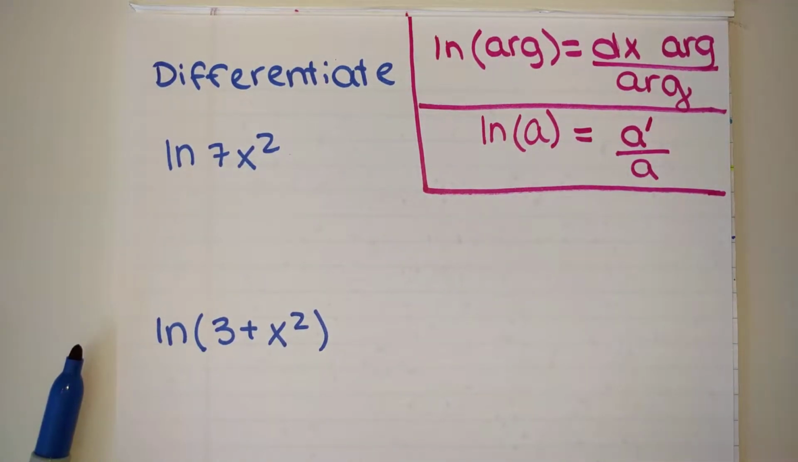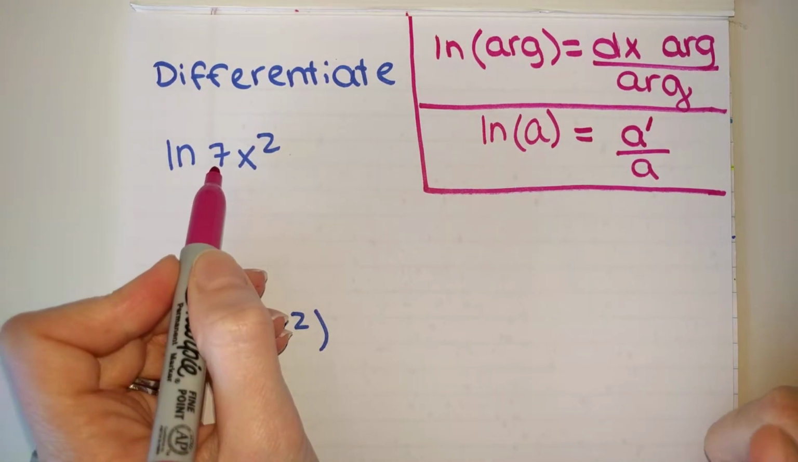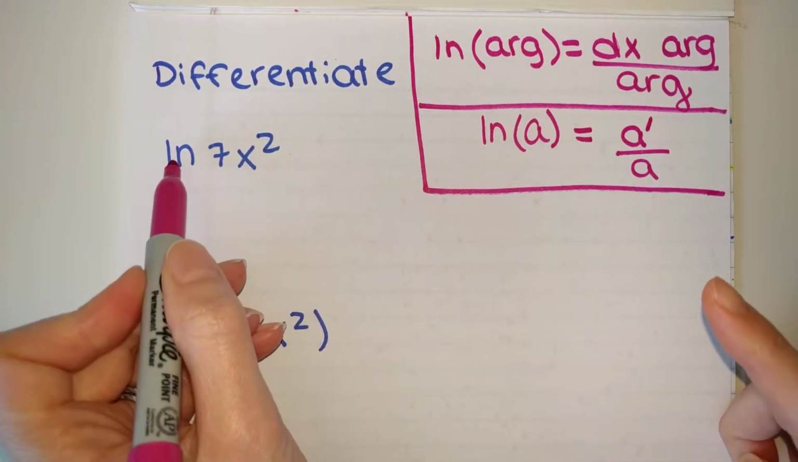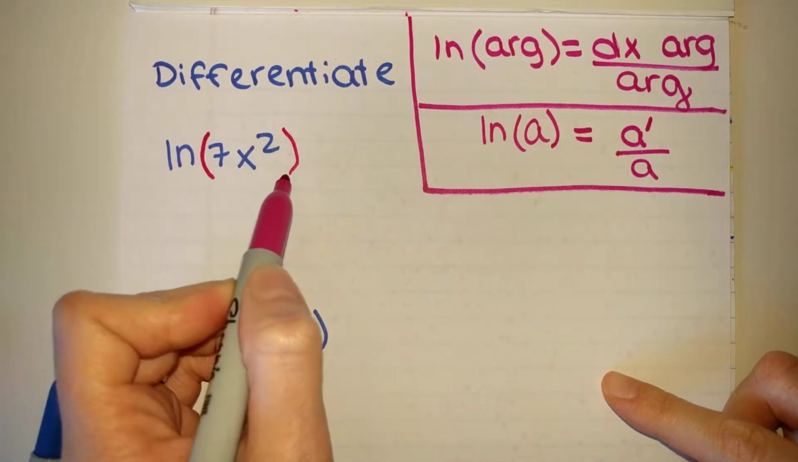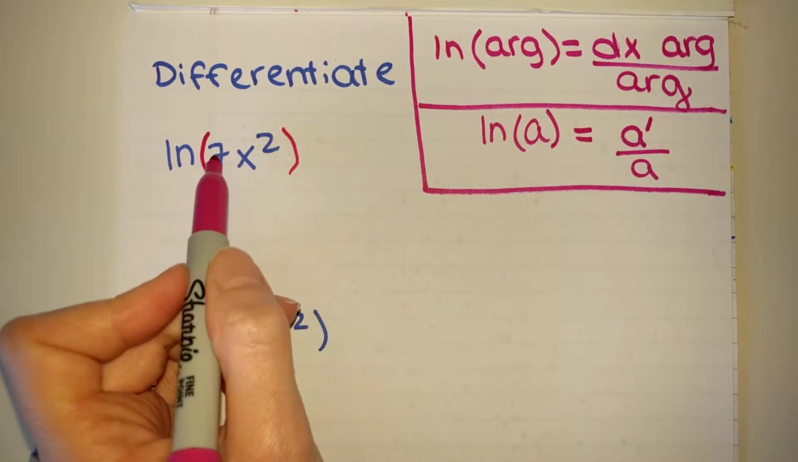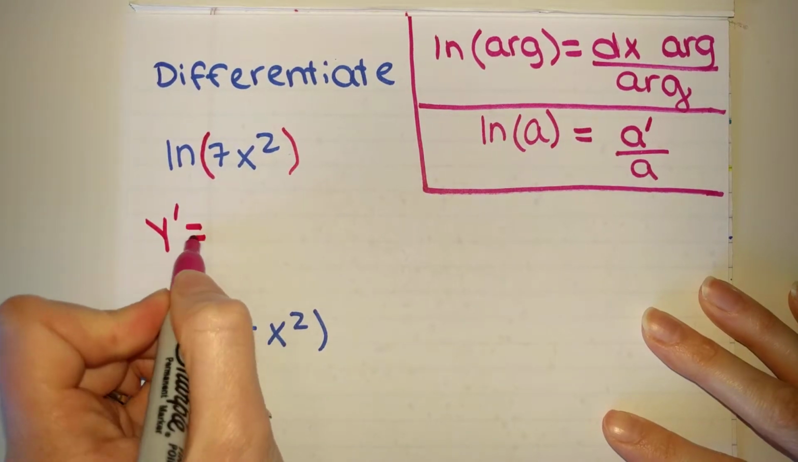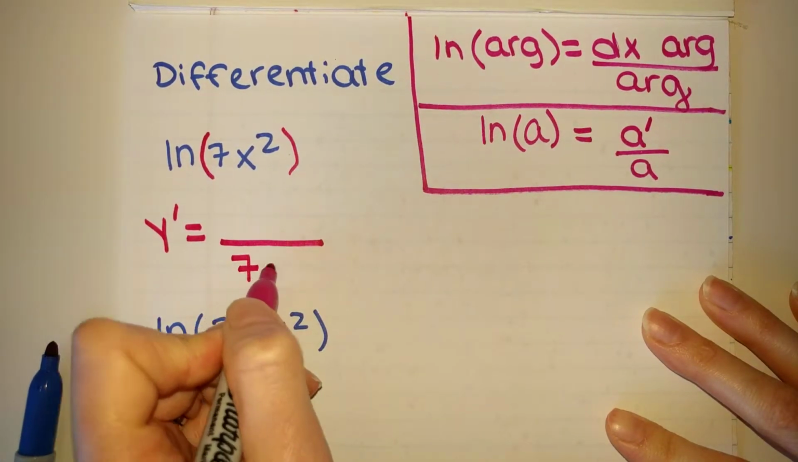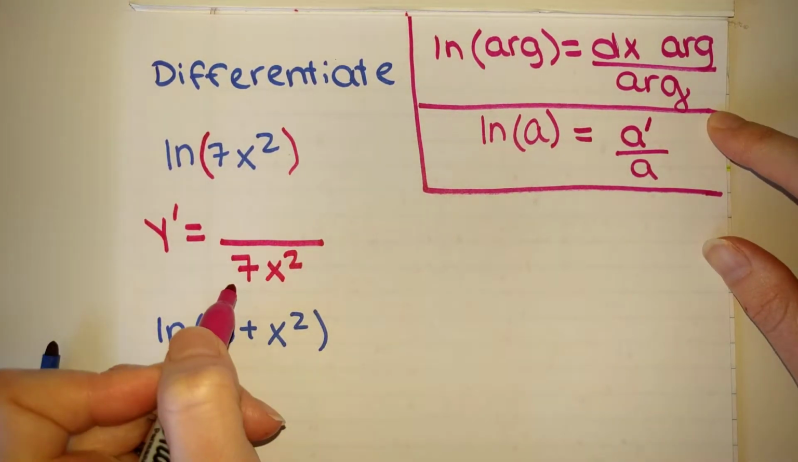All right, so of course the key question is, where on earth is the argument for this natural log? Remember that the argument is going to be whatever follows the first term that is immediately after the ln. So here, the first term that follows after the ln is 7x squared. So that is our argument. You can always superimpose parentheses or circle it, but when we take our derivative, our first step is we will put the argument in the denominator, and that's our a, or argument.